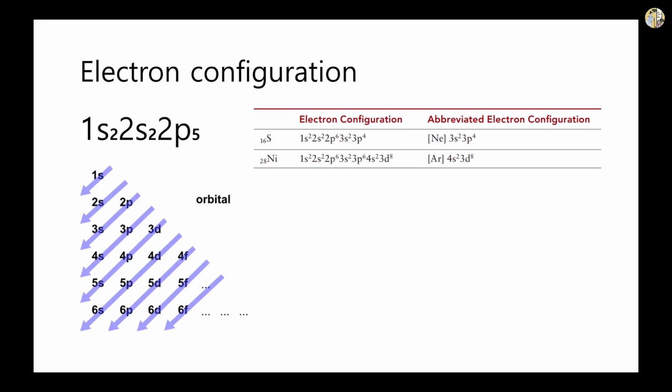In the case of elements with larger atomic numbers, it is complicated to write the whole electron configuration, so we often express them using the abbreviated electron configuration, starting with the preceding noble gas, followed by the configuration of extra electrons. For example, the electron configuration of sulfur can be simplified into this, and similarly, nickel can be simplified into this configuration in the table.